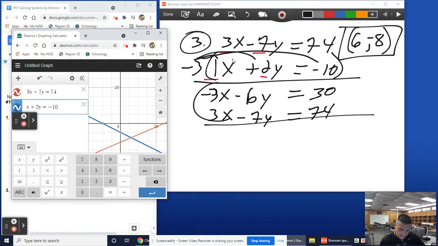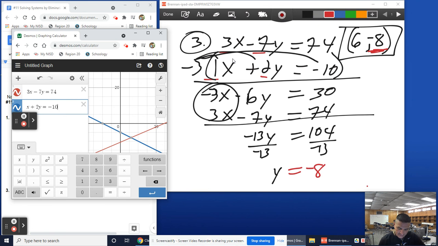And add them up. This part will go away. Now I have negative 6y and negative 7y, so that's negative 13y. And this is just 104. Now that's an easy problem. I divide by negative 13, divide by negative 13, and what do I get? I get what I knew I was supposed to get: y equals negative 8.